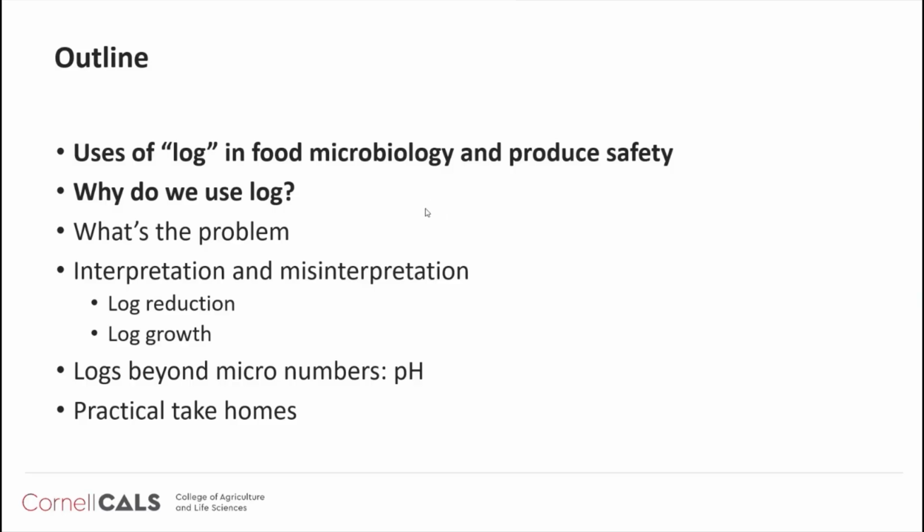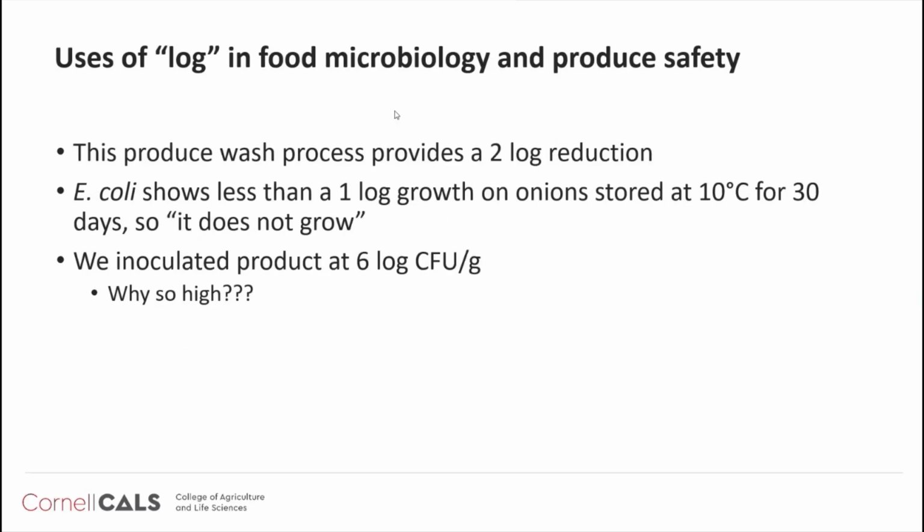So here are some expressions one might hear around log. You may have heard things such as, this produce wash process provides a 2 log reduction. E. coli shows less than 1 log growth on onions stored at 10 degrees C for 30 days, so it doesn't really grow. Or, we inoculated product at 6 log CFU per gram when we did an experiment, and everyone's like, why so high? Why are you starting with those higher numbers? Now, all of these have slightly different applications of the term log.